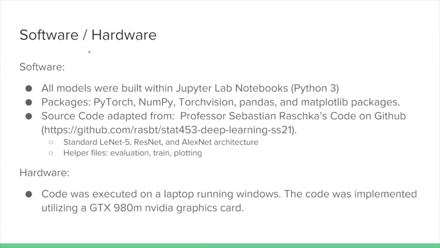And throughout, we use some variety of software and hardware. We use Jupyter Lab notebooks and a variety of packages and code from Professor Raschka, and we're grateful for his help on this assignment as well. And we used Windows and an NVIDIA graphics card.